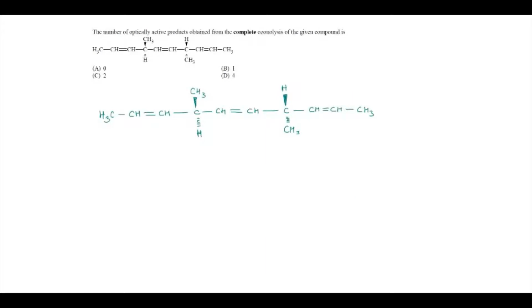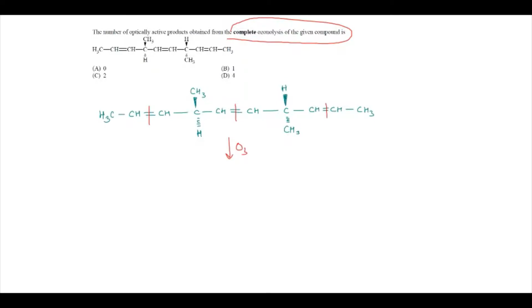In this question, it has been asked how many optically active products will be obtained after complete ozonolysis of this compound. Complete ozonolysis means all the double bonds present in this compound will be broken, and we know in an ozonolysis reaction the double bond will break and a carbonyl carbon will form at these ends. That means what is going to form after the complete ozonolysis? I am writing the products one by one.